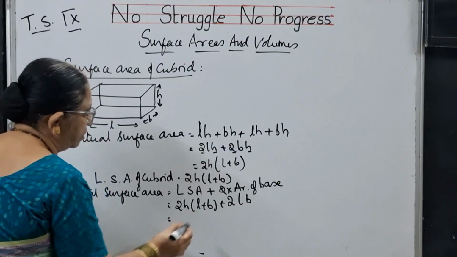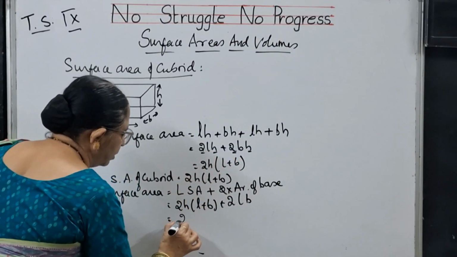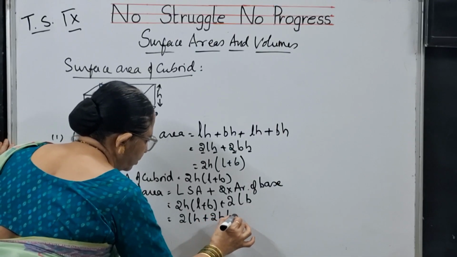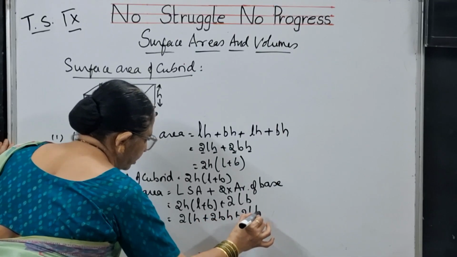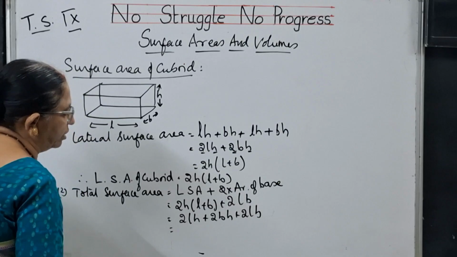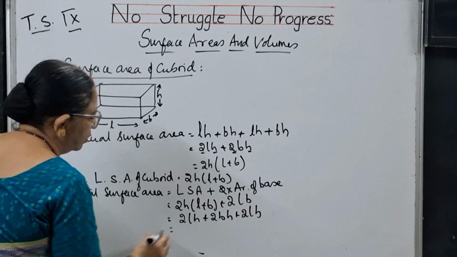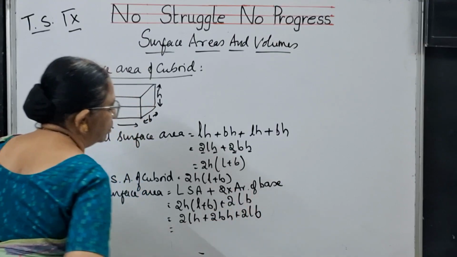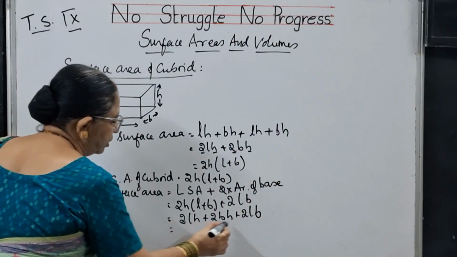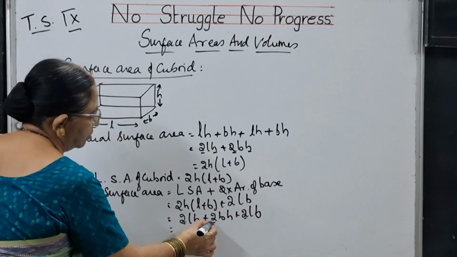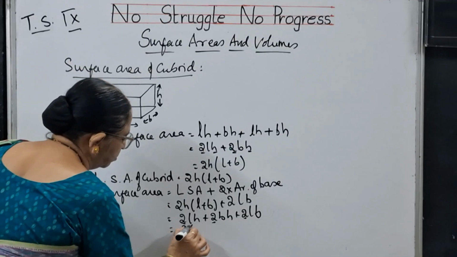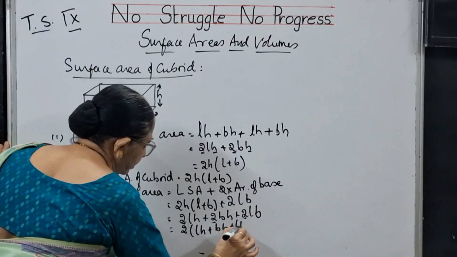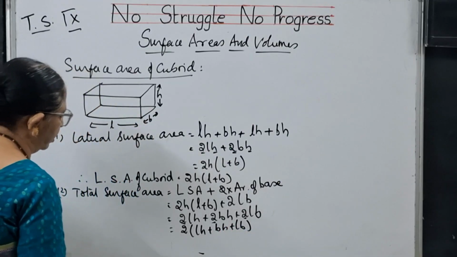So let us further clarify. 2H into (L plus B) is nothing but 2LH plus 2BH, plus 2LB. So in all this, what is common, children? Common is only 2, nothing else. So we will be taking 2 common: 2 into (LH plus BH plus LB). This is the formula for T.S.A.